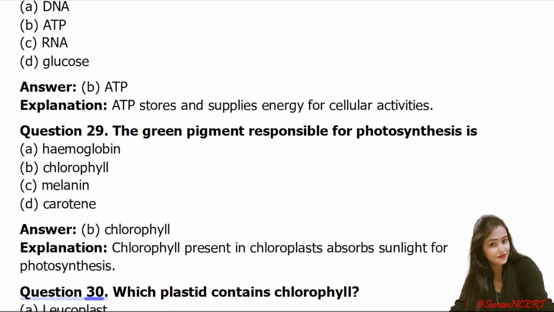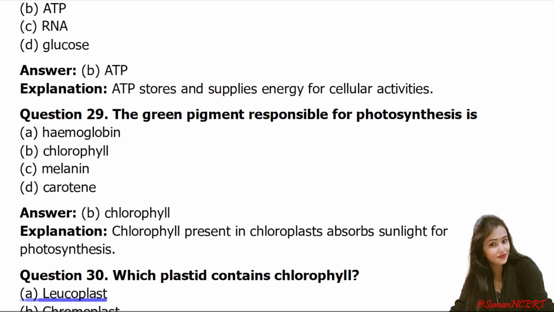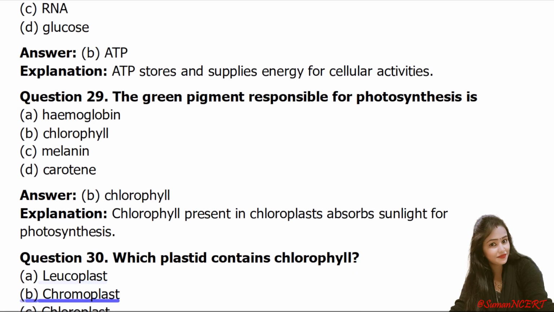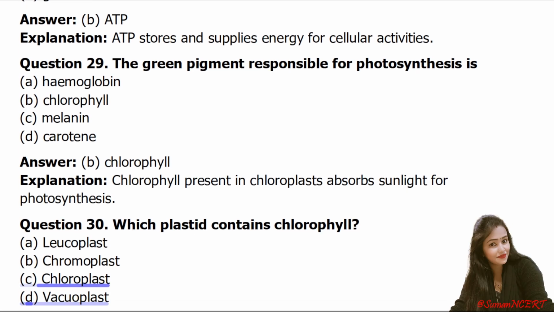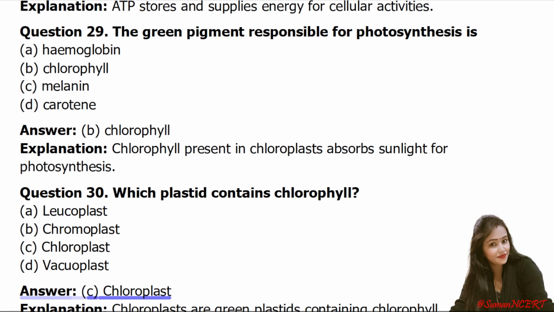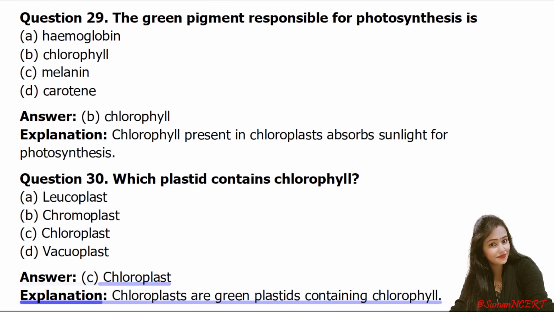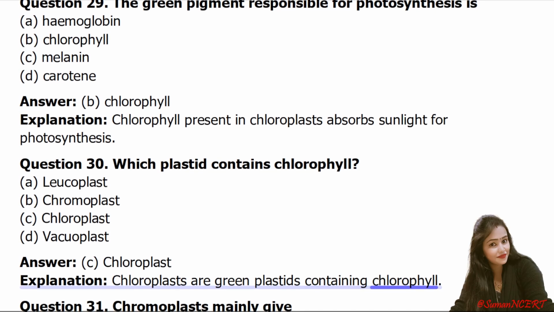Question 30. Which plastid contains chlorophyll? A. Leucoplast. B. Chromoplast. C. Chloroplast. D. Vacuoplast. Answer, C. Chloroplast. Explanation: chloroplasts are green plastids containing chlorophyll.